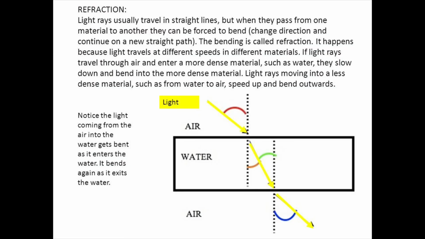So we have a definition of refraction, but why does it actually happen? Well, I mentioned before about the difference in density between the substances. What actually is happening is the different density causes a change in speed that the light travels at, which causes the bending.